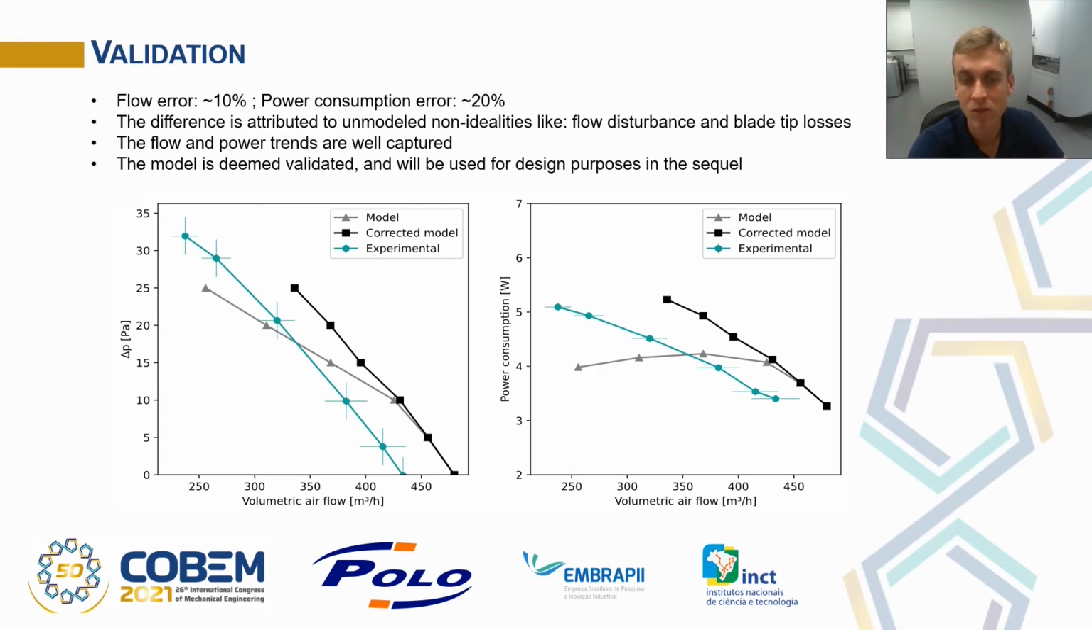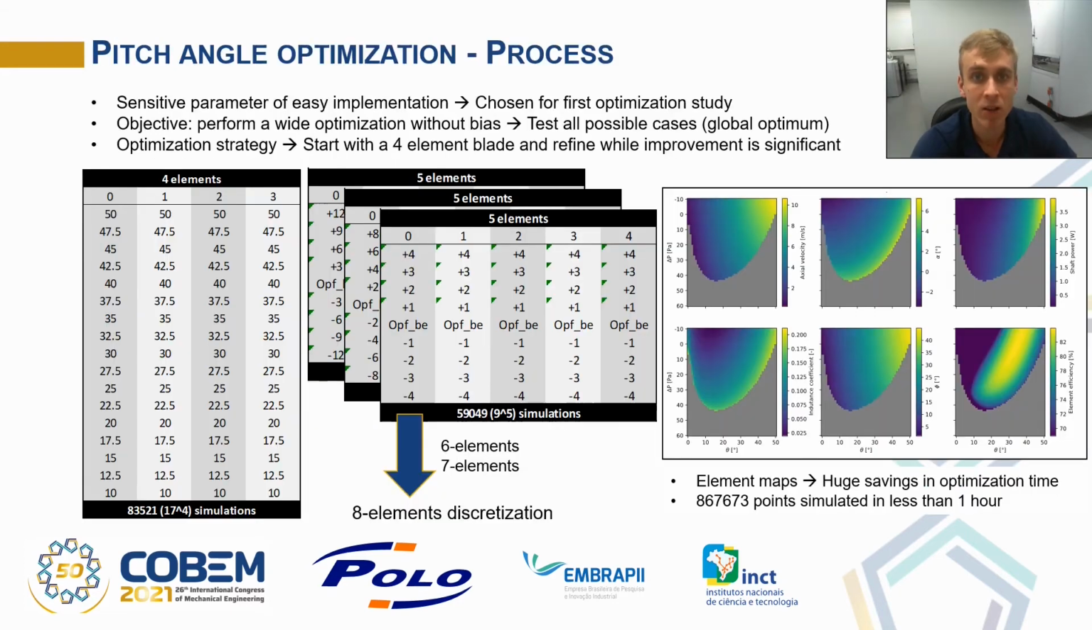Based on these results, the authors concluded that the model as is could already be used for an optimal blade design exercise. The pitch angle is a parameter with a strong impact on the fan performance, and it is easy to implement in a manufacturing process. Therefore, it was chosen as the first parameter to be optimized in a design exercise.